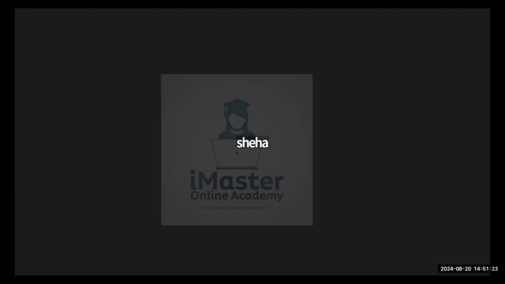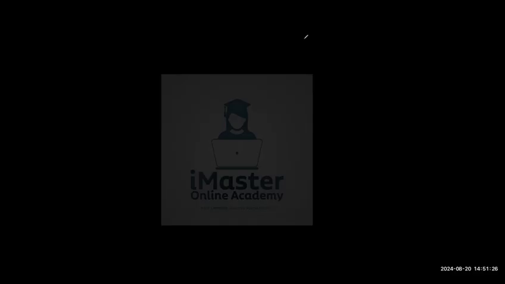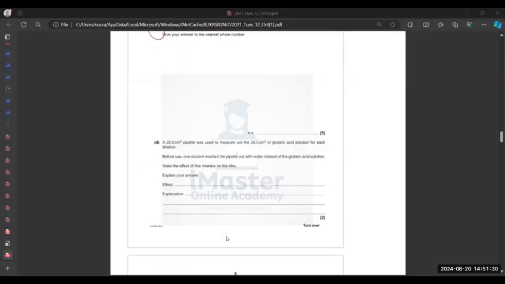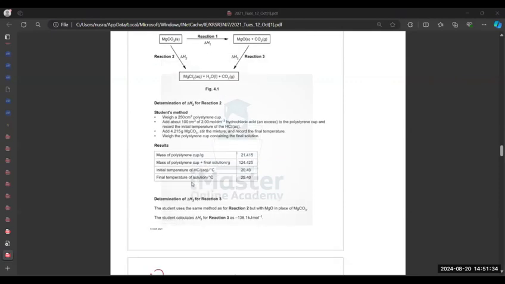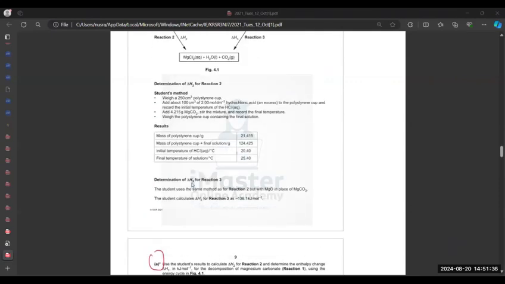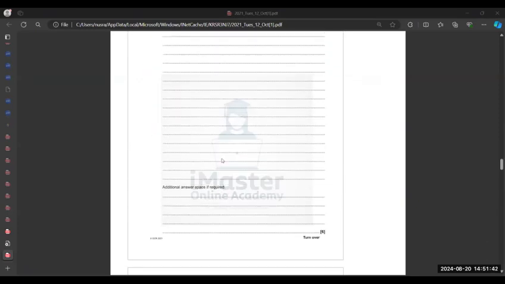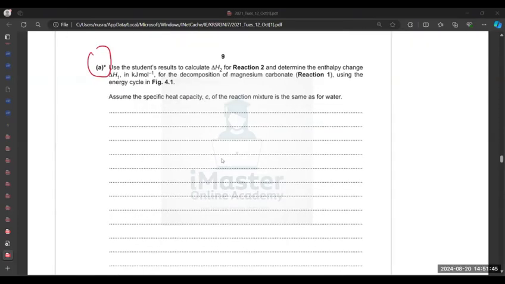Okay. Moving back to the paper. Assuming that the rest of the questions are done. That's an open question, a 6 marks one. Scary.